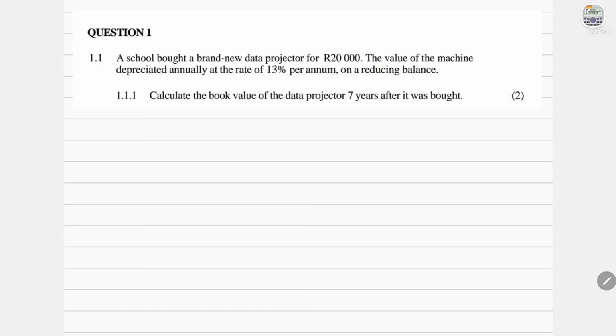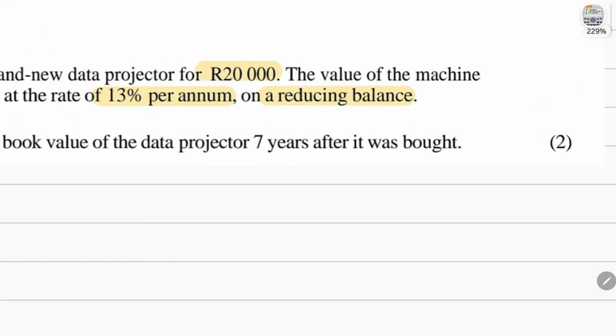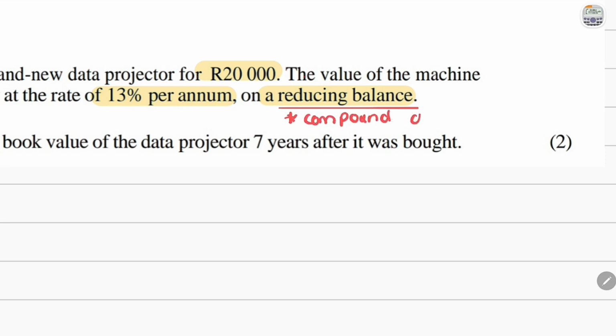Question 1.1 says, a school bought a brand new data projector for 20,000 Rand. Then they tell us the value of the machine depreciated annually at the rate of 13% per annum on a reducing balance. So it depreciated, and we can see that we are working with depreciation. But notice that if they ever say on a reducing balance, this means it is going to be compound depreciation. So we can just say it's compound decay.